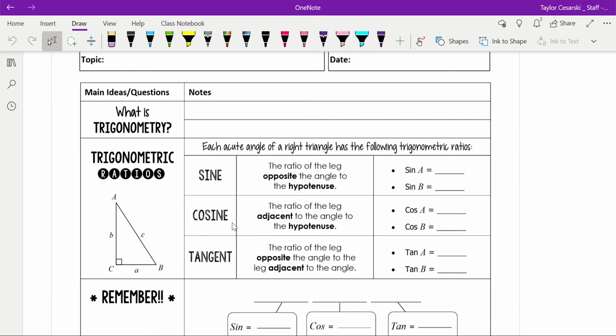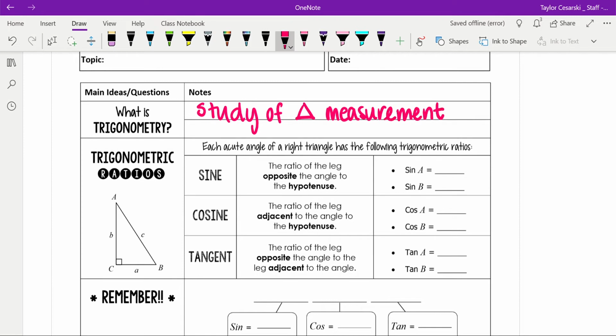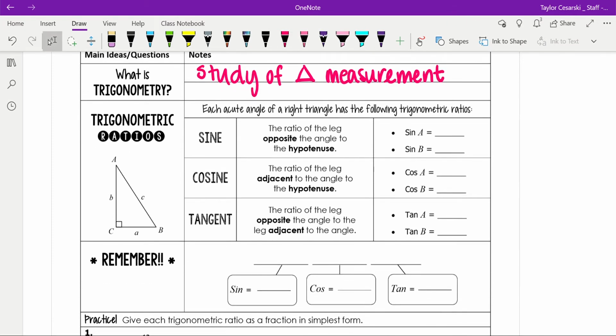Hi guys, so today we're going to be talking about trigonometry, which is such a big topic in Math 2 and Math 3. So what exactly is trigonometry? It is the study of triangle measurement, and I'm just going to abbreviate triangle measurement. Okay, so we're just going to review mainly the Math 2 stuff of what are these triangle ratios, the trigonometric ratios of sine, cosine, and tangent.